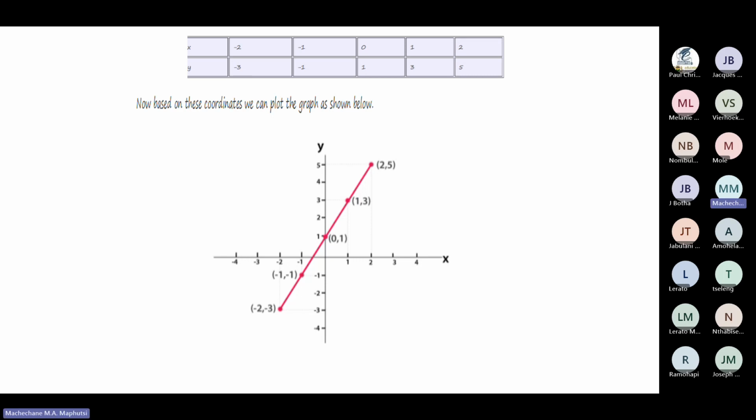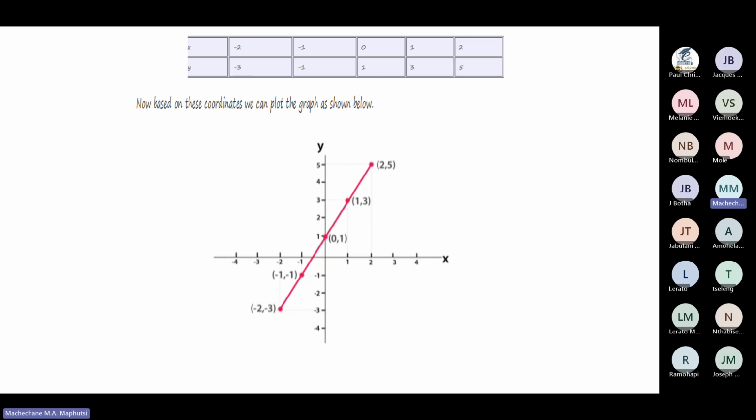So now we go to the other point, 0 and 1. So this is 0 and 1, as you can see on the number line. The other one is 1 and 3, as you can see there. Then the last point, according to the table that we have chosen, is 2 and 5.